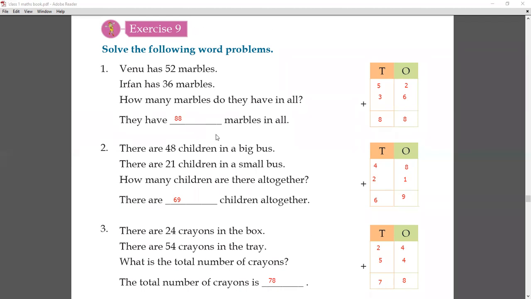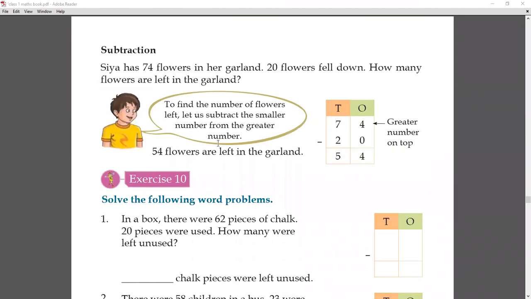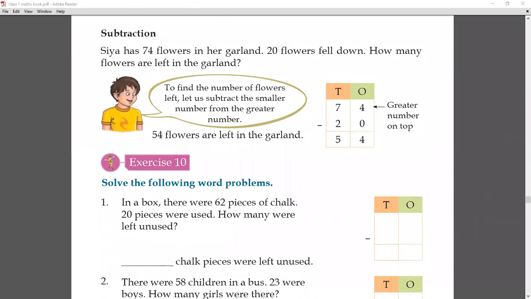Now moving to the next exercise, subtraction. Okay. Sia has 74 flowers in her garden. 20 flowers fell down. अब क्या था? उसके पास 74 flowers थे. अब उसमें से जो 20 flowers है वो क्या हो चुके हैं? गिर चुके हैं. How many flowers are left in the garden?